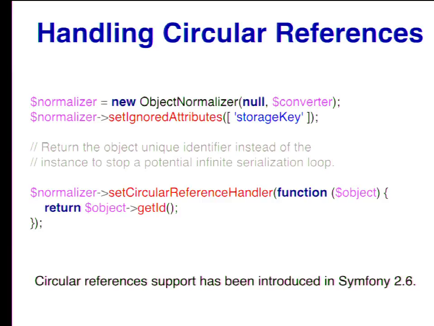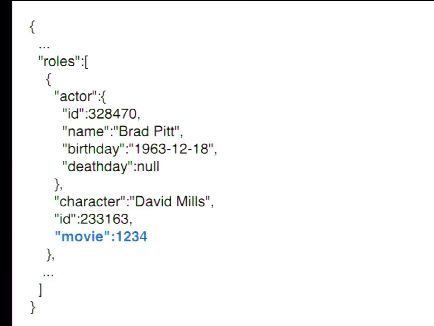But there's really a nice feature here. You can set a circular reference handler on your normalizer. What you pass in here is a callable. In this case, we're just using a closure. You just return an ID instead. So whenever it now determines that this is a circular dependency, instead of throwing that exception, it's going to call that closure to figure out what representation to use instead. So now if we serialize that roles thing, it will detect when it comes to the movie that this is a circular reference. Then instead of going through the normal serialization process, it's just going to call our closure and get that ID.